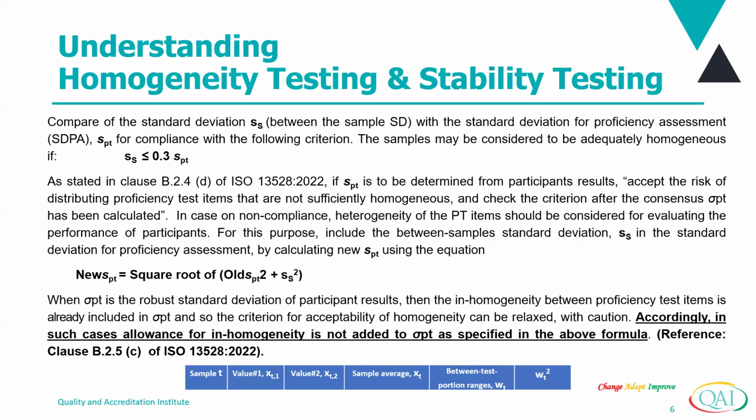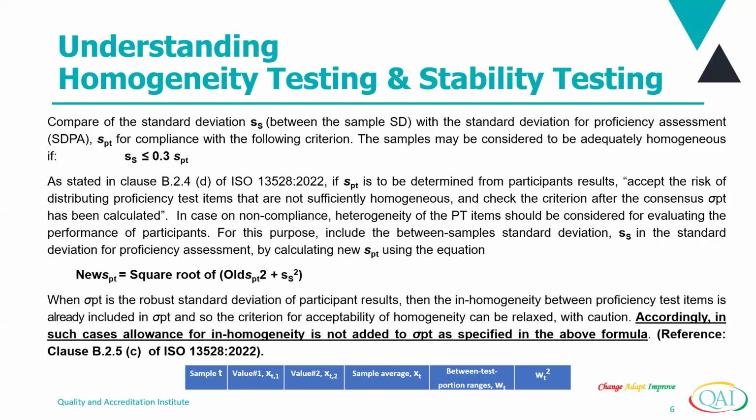Further, here I have mentioned some of the terms like SS. We just discussed before that SS stands for the between-sample standard deviation. So with the standard deviation for proficiency assessment, SDPA, the standard deviation needs to be identified for compliance with the following criteria. Here, as I said, SDPA should be less than or equal to 0.3 of SPT.